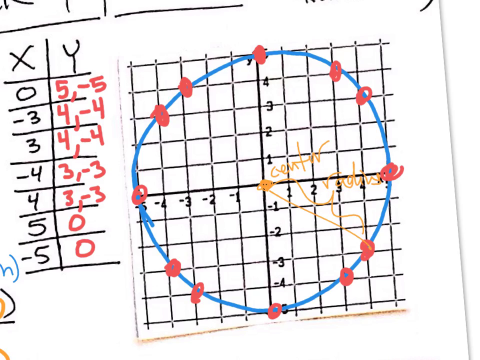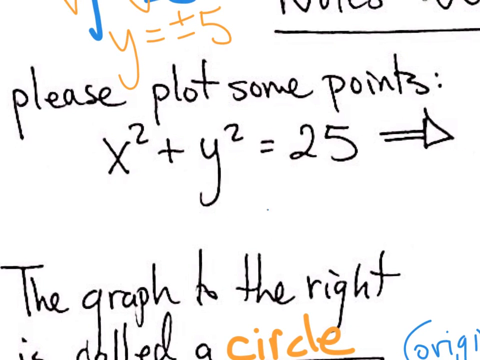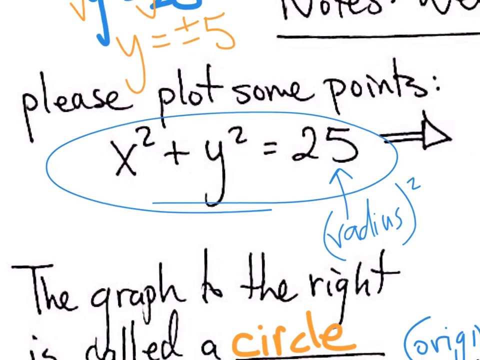Okay, so you're seeing kind of the general form of the equation of a circle. We have an x squared and a y squared, and we have a radius squared. Notice how 5 times 5 is 25. That's the radius squared.